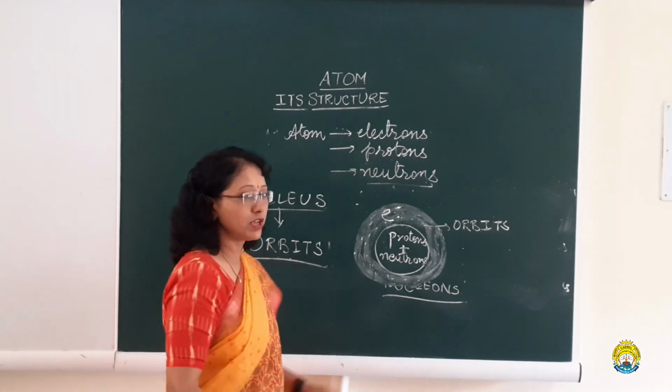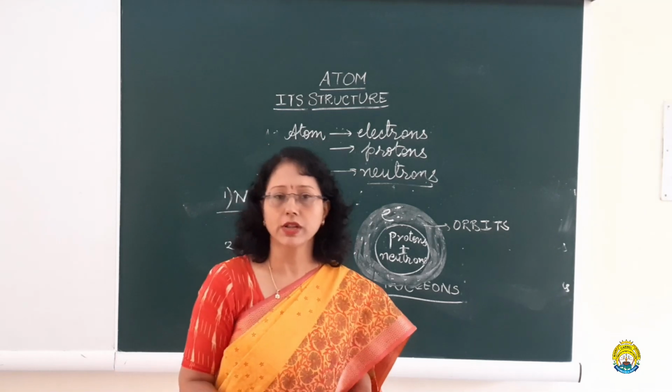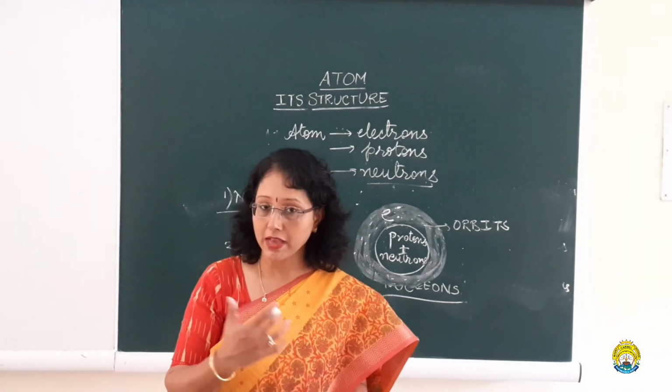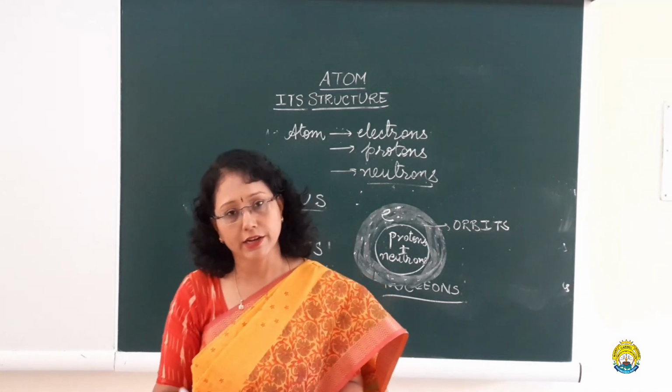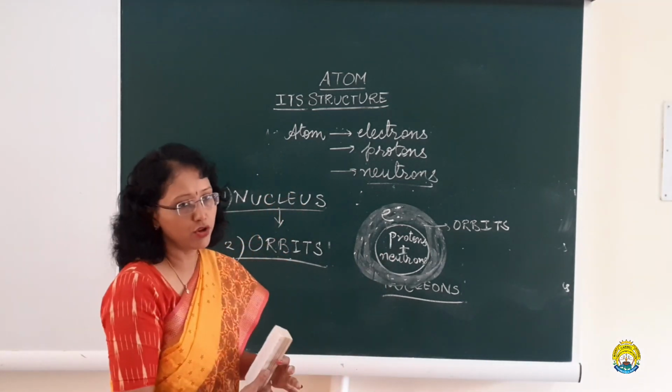One is the nucleus, which is the central part of an atom, and outside the nucleus are the orbits, the imaginary path where the electrons are present. So, protons, electrons and neutrons.